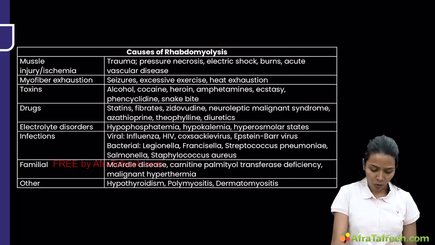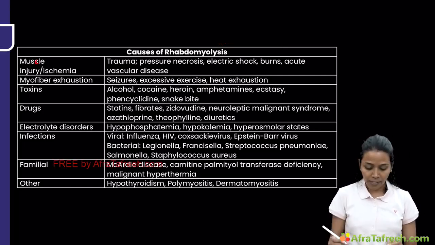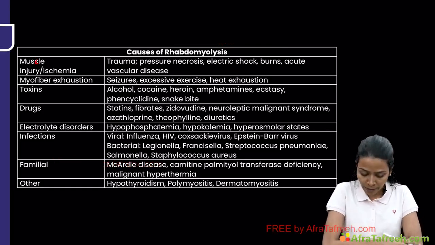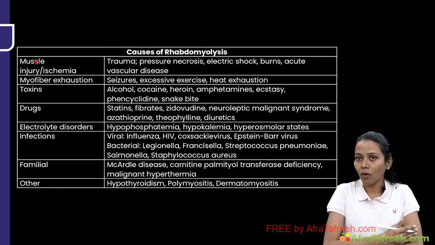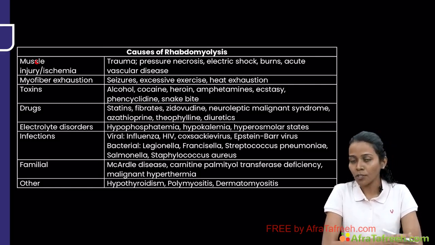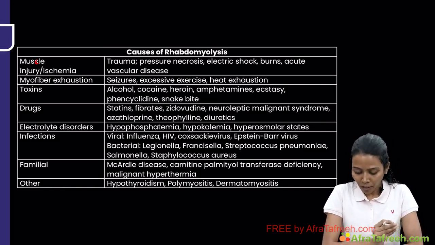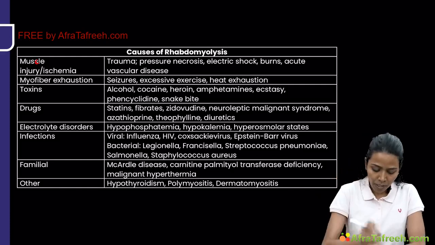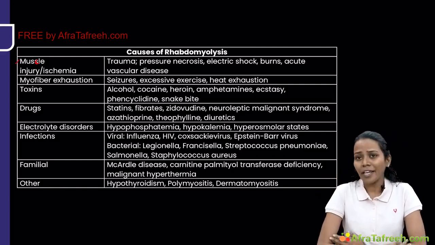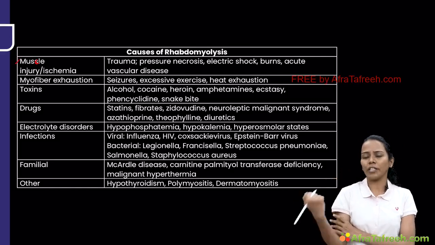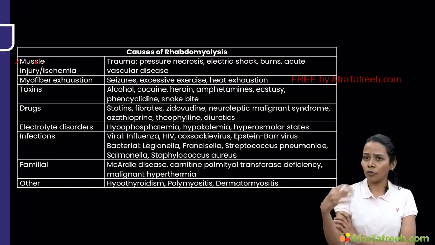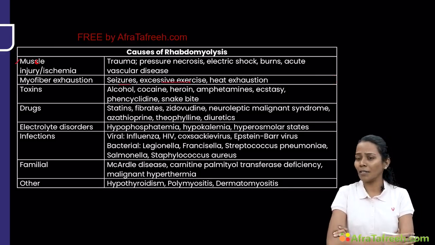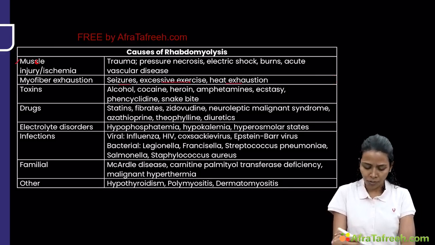Now these are the various causes of rhabdomyolysis. First is muscle injury or ischemia, because that is a major source of myoglobin, right? So it can happen when there is a trauma or pressure necrosis, like the patient is comatose, or electric burns or acute vascular disease causing any necrosis of the muscle. Okay, so that's muscle injury. Or myofiber exhaustion, that is the muscle is overutilized, leading to excretion of myoglobin into the blood. So this happens when there is seizure or excessive exercise. So this we see in marathon runners or heat exhaustion.